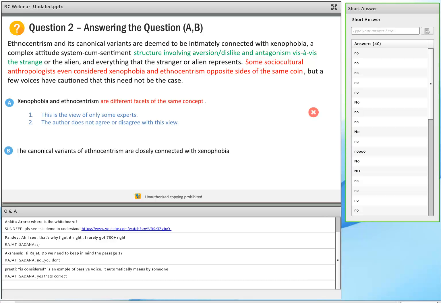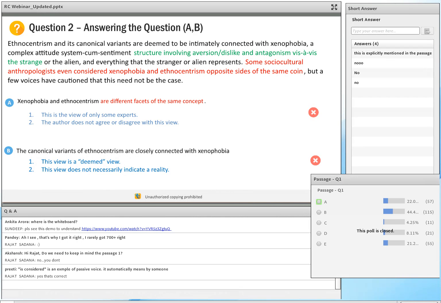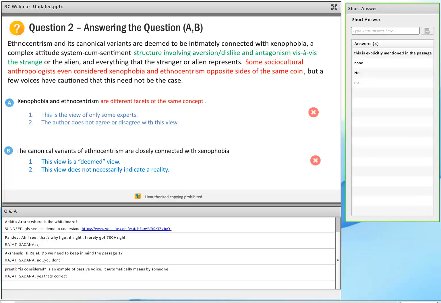Let's look at choice B. Choice B was the most popular. The canonical variants of EC are closely connected with XB. Okay. They are, according to the author, they are not close. They may be, they may not be. The author doesn't agree with us. It's a deemed view. All right. And choice B is wrong as well. 44%, 115 of you chose choice B. All right. Do you guys understand where you made a mistake?